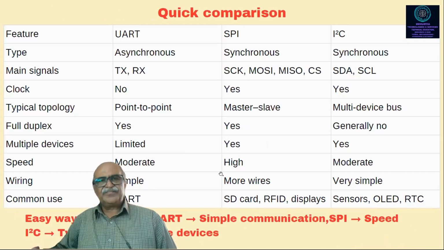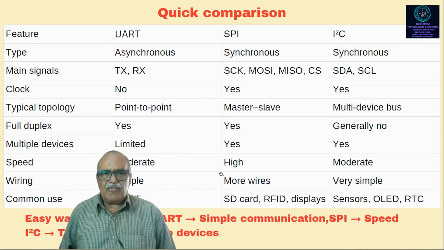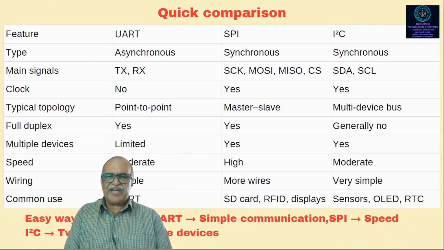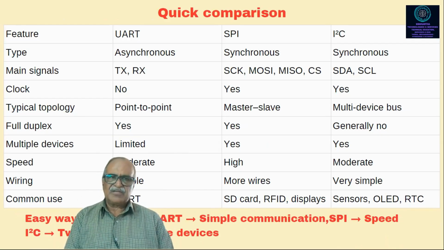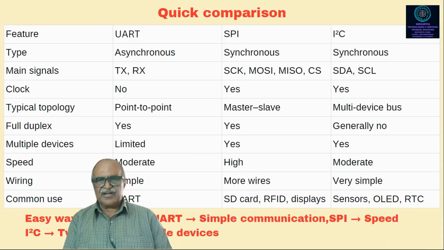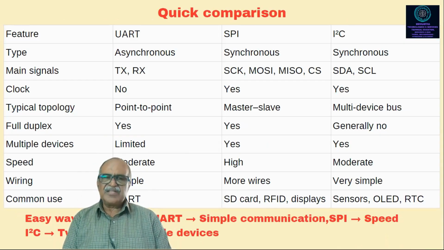All right. So a quick comparison is there. What you have to compare is the UART, SPI, and I²C protocols. So the types are asynchronous, synchronous, and synchronous. That is, SPI and I²C are synchronous, right? Main signal here, what you have to see, that is very important for everybody.